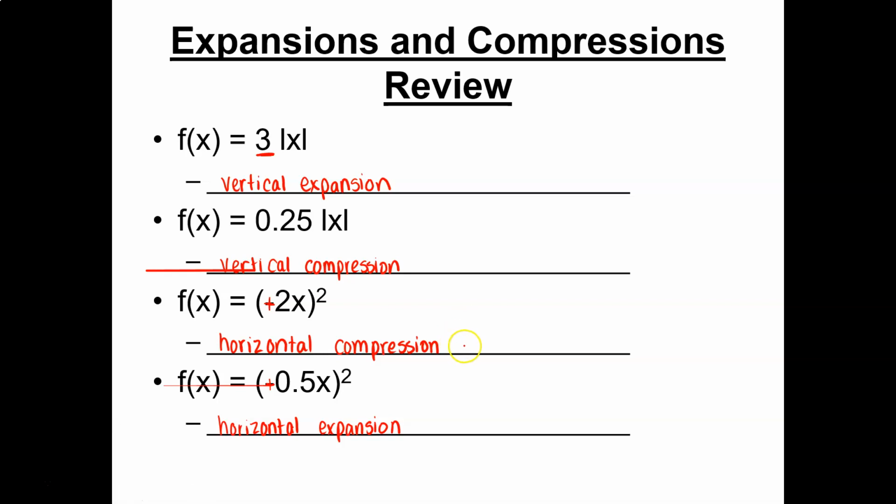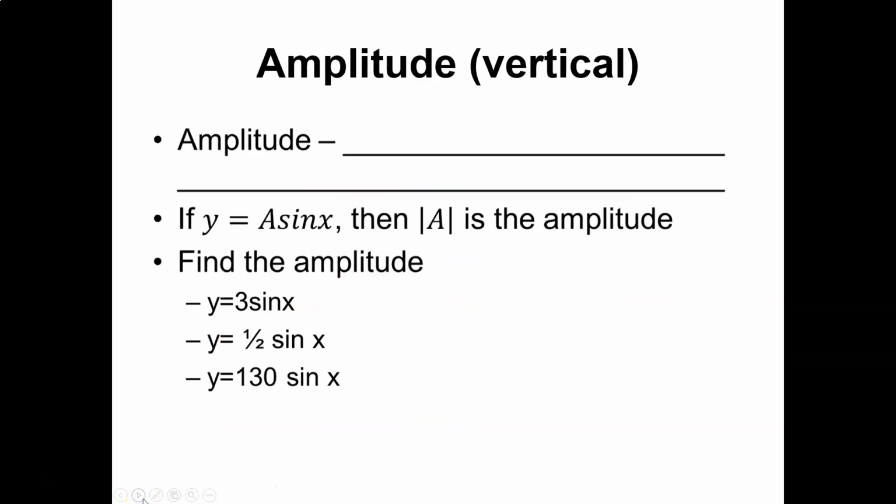Yeah, it would. If we were doing factors, this would be of 1/2 right here. And then expansion would be of, it'd actually be 2 because it's 1 over 1/2 for that. And then up here it would just be the same. It would be of a factor of 3. And this would be of a factor of 0.25. Okay. All right, so let's look at what this is for trig functions.